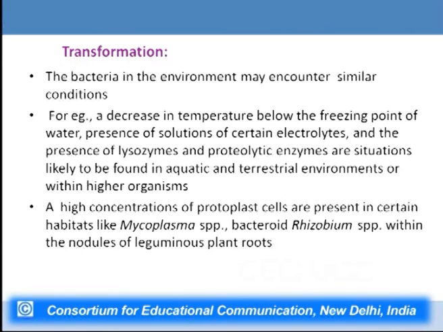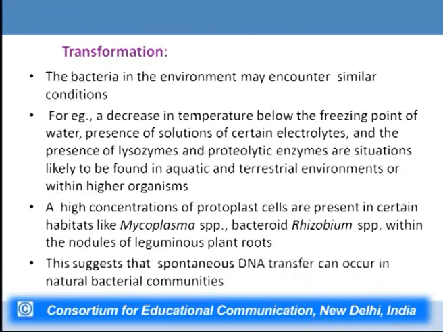High concentrations of protoplast cells are present in certain habitats, and certain species like Mycoplasma species and Rhizobium species can be found in the nodules of leguminous plant roots, and herein specific transformation can take place. This suggests that spontaneous DNA transfer can occur in natural bacterial communities.